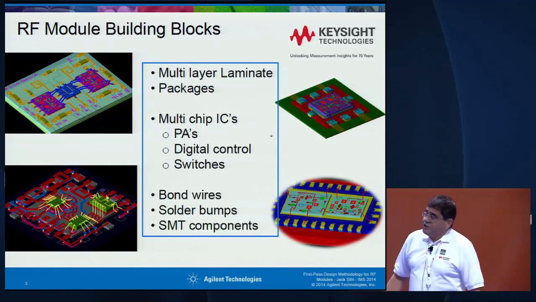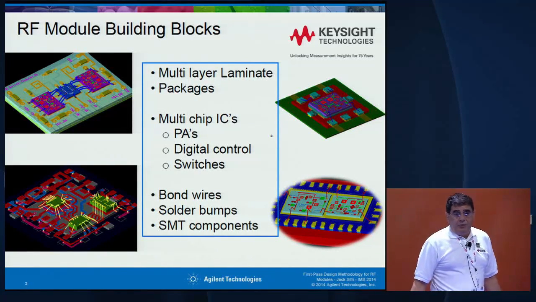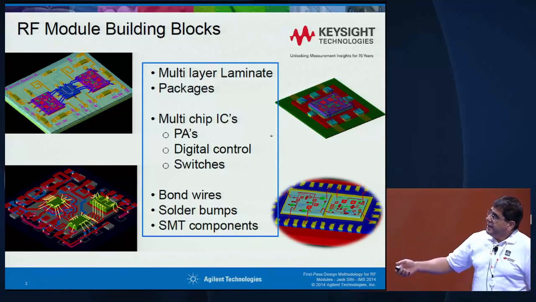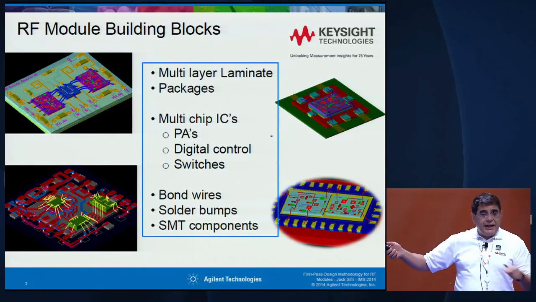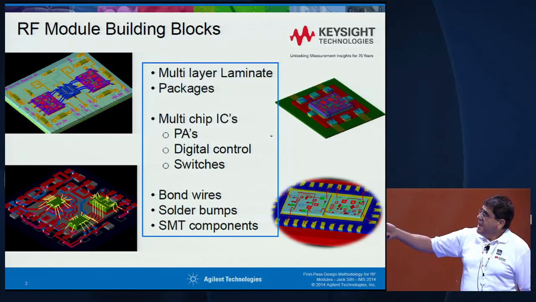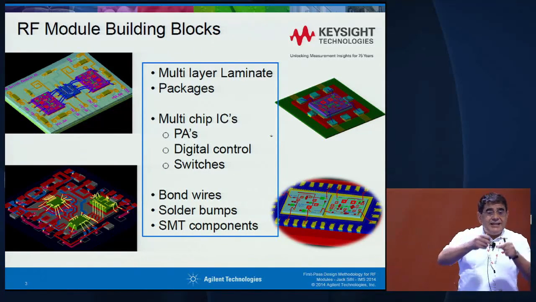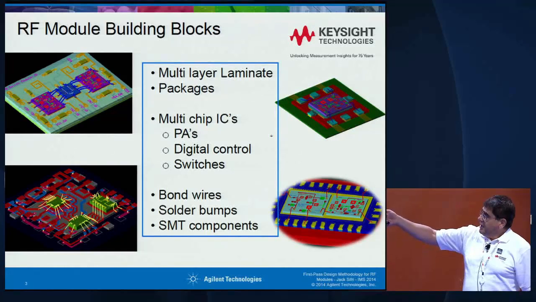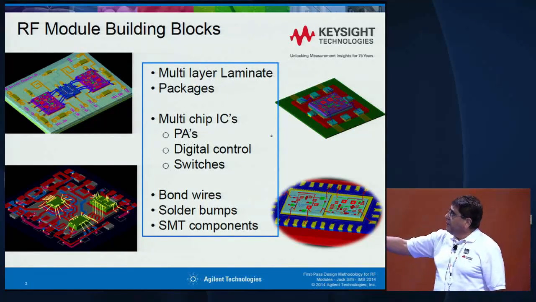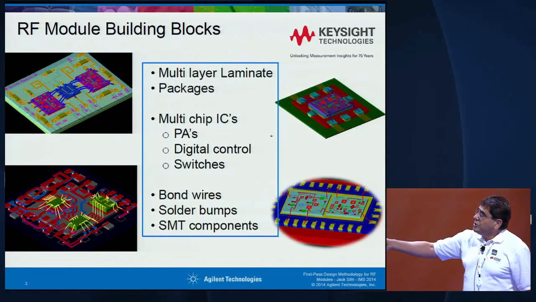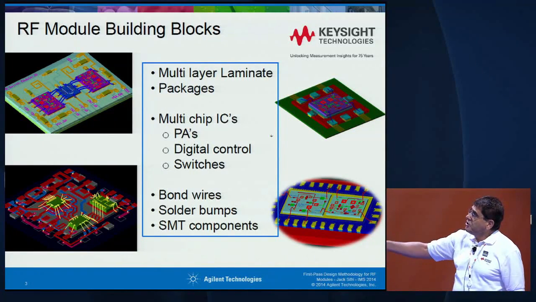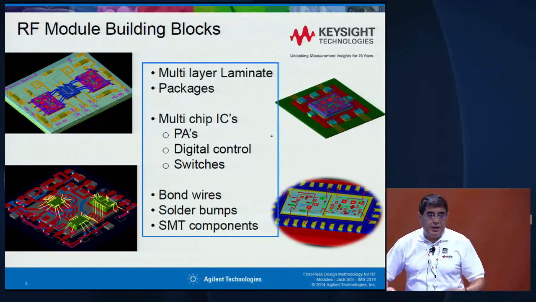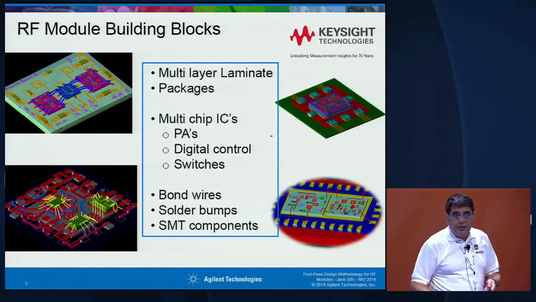This is a picture just to illustrate what I'll be talking about when I say RF module. If you look at the left, you will see a laminate board that has multiple layers, 2-4 layers, and it consists of IC chips sitting on top of it. That is like a power amplifier, digital control switches, bond wires, solder bumps, SMT components. All these constitute the RF module that I'll be talking about.